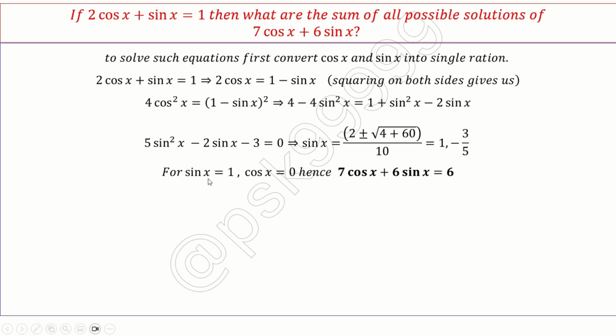So we will take them one by one. Case 1: sin x equal to 1, then cos x equal to 0, obvious, right? So once you know this, 7 cos x + 6 sin x equal to 6. This is one solution.